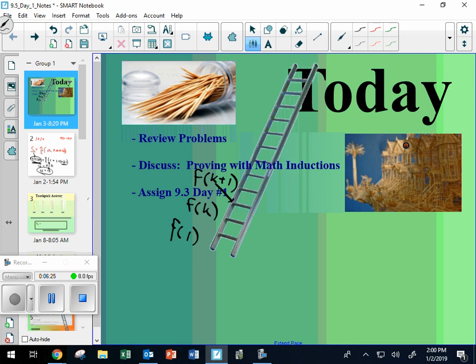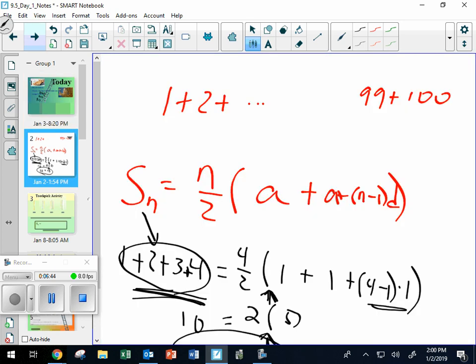Those are your 3 steps to proving something. You prove it works for 1, or it doesn't have to be 1. It can be any simple single-digit number. Then you prove it works for the random case k, and then you prove it works for the one after that, k plus 1.